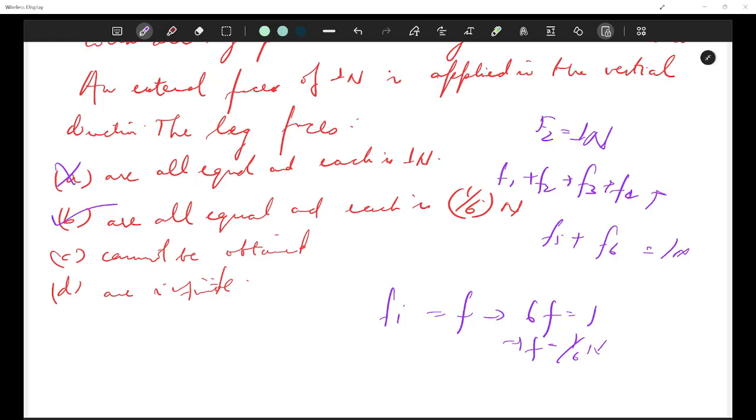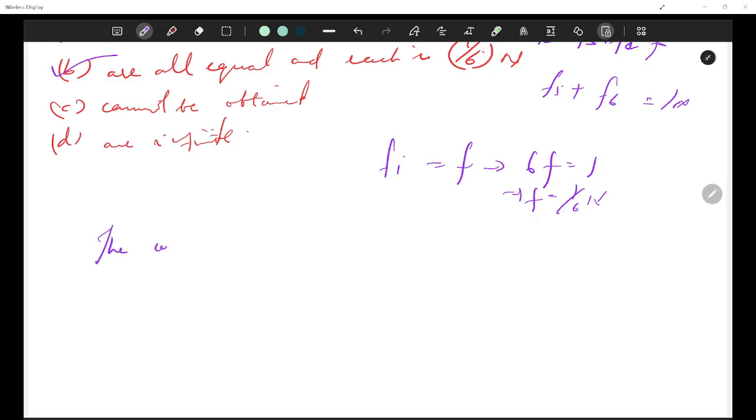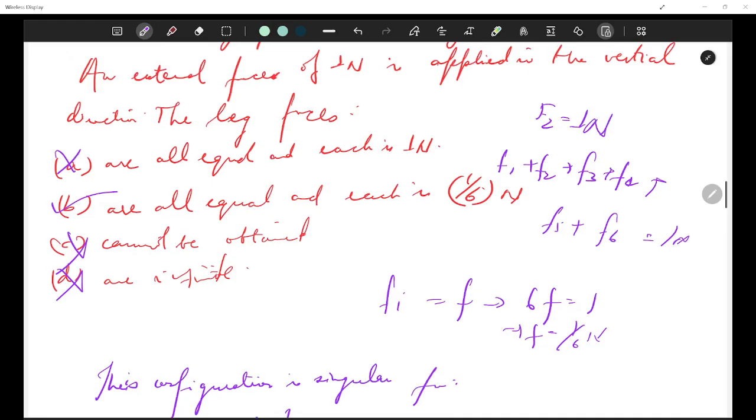You cannot say that it is never singular. It is singular for, I'll write this down, this configuration is singular for horizontal forces and moments. But it is not singular for vertical forces. So singularity depends on force direction. It is a very important concept. All right. So this is also incorrect, this is also incorrect. So each leg carries 1 by 6 Newton.